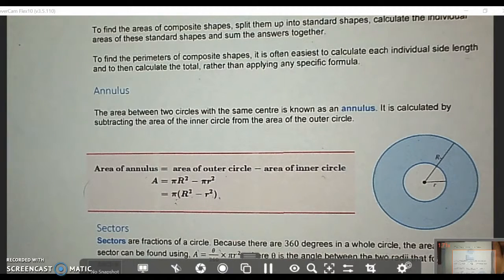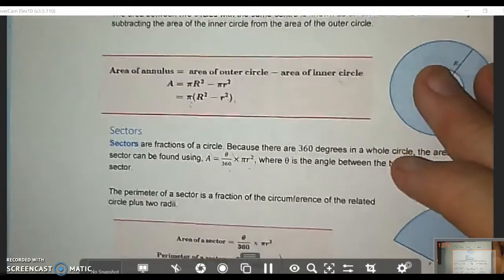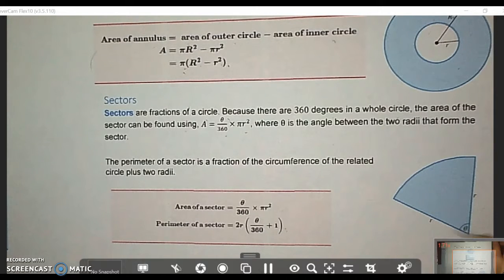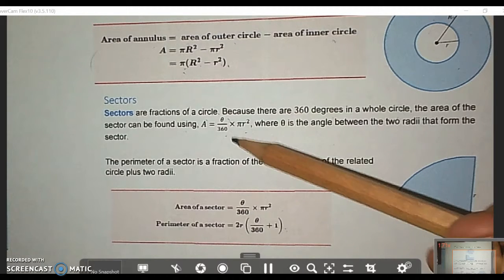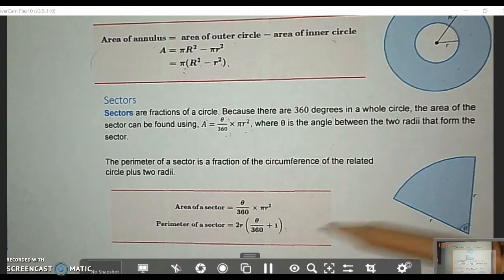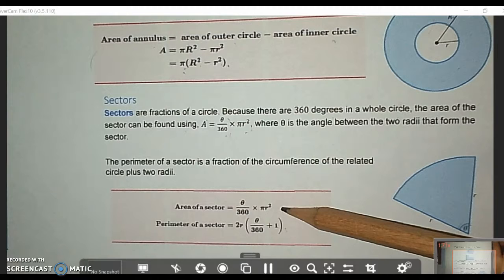And lastly, you may not have done a lot to do with parts of circles. So if you don't have a whole circle, how do you work out if you've just got a wedge or a sector? A sector is a fraction of a circle. So here we have an angle here. Because there are 360 degrees in a circle, when we're working out a sector, we put this angle over 360 and multiply by pi r squared. So here's the formula down here.